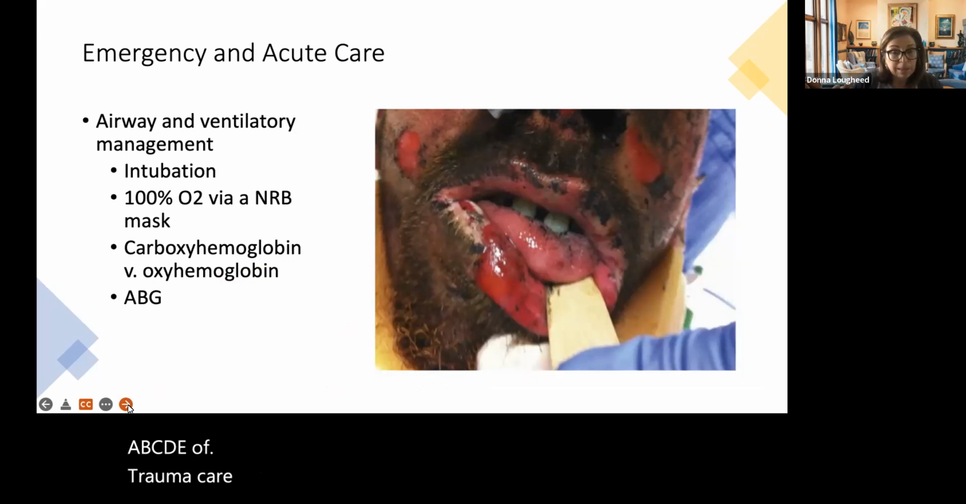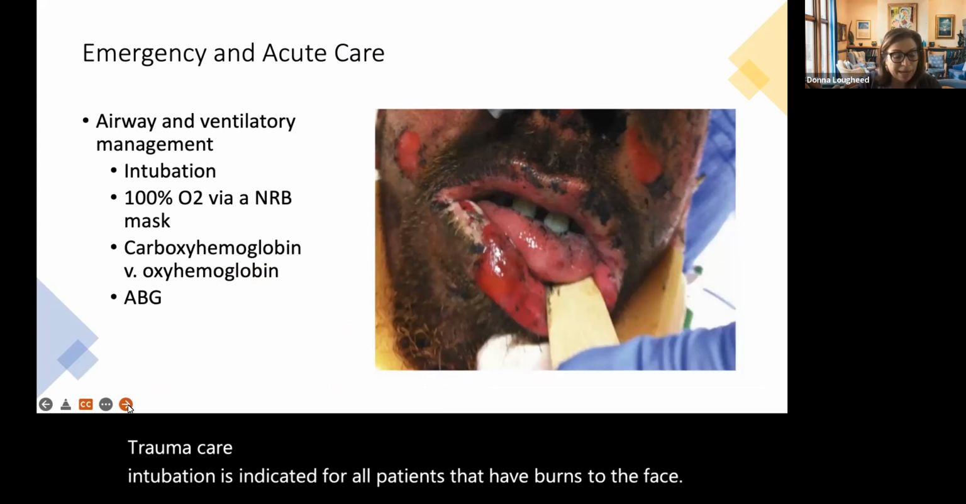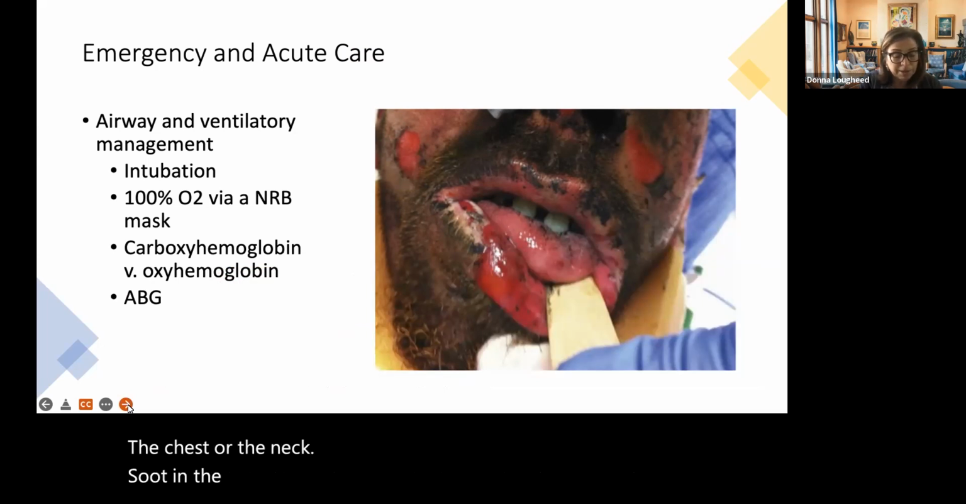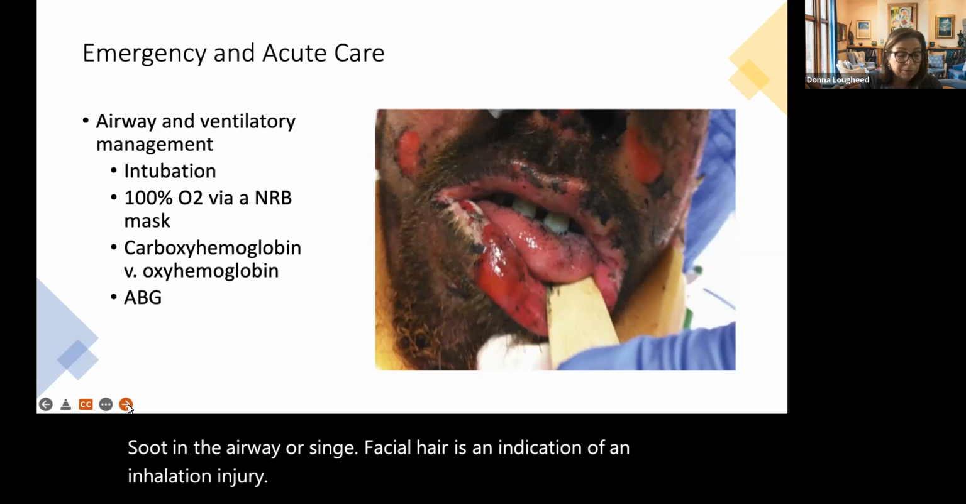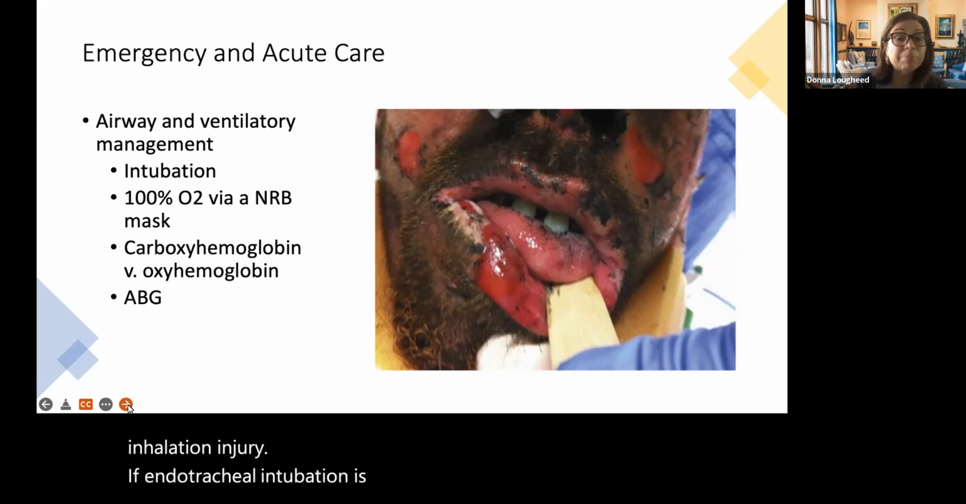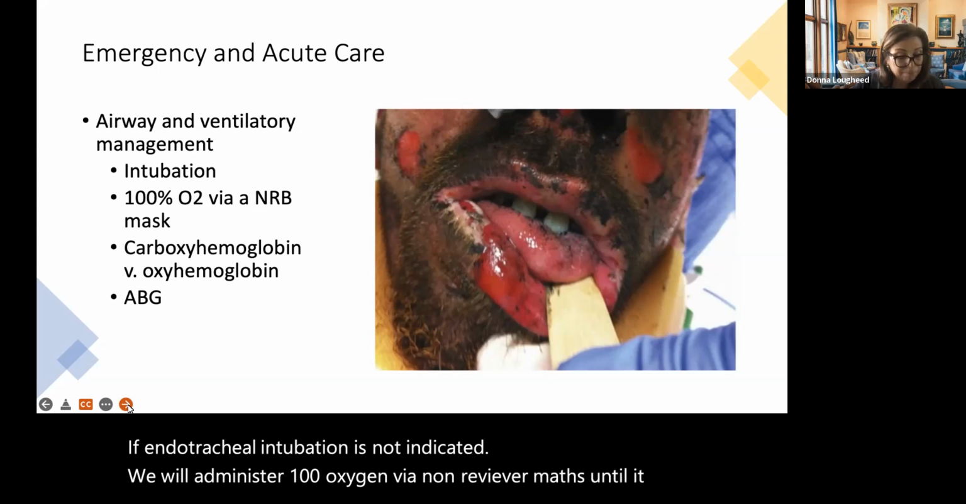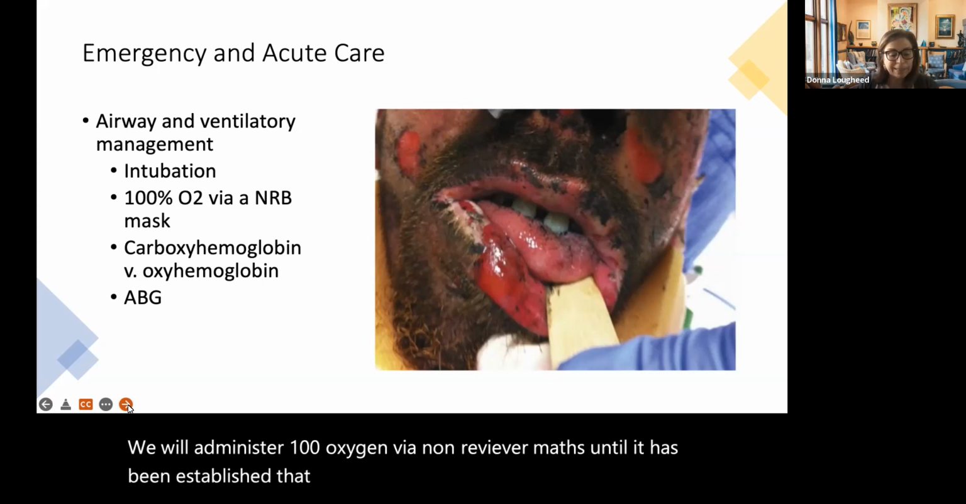Intubation is indicated for all patients that have burns to the face, the chest, or the neck. Soot in the airway or singed facial hair is an indication of an inhalation injury. If endotracheal intubation is not indicated, we will administer 100% oxygen via a non-rebreather mask until it has been established that carbon monoxide poisoning is not a factor.